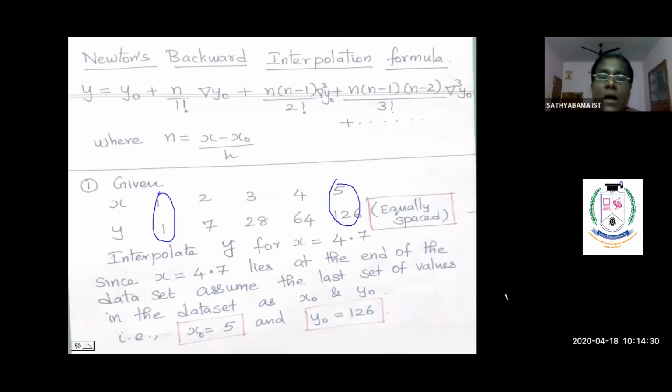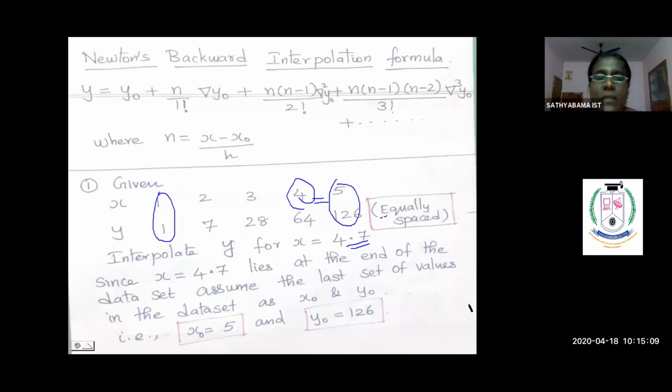And here, how am I going to identify this? Take one example problem. The x values are 1, 2, 3, 4, 5. It is equally spaced, so it should be either a forward or backward interpolation formula. And here the value of y I need to interpolate corresponds to x equal to 4.7. Where does 4.7 lie? It is close to the end of the data set. So this will be your x naught, this will be your y naught, and this is your x, for calculating n as well as in your formula. This is your initial assumption.